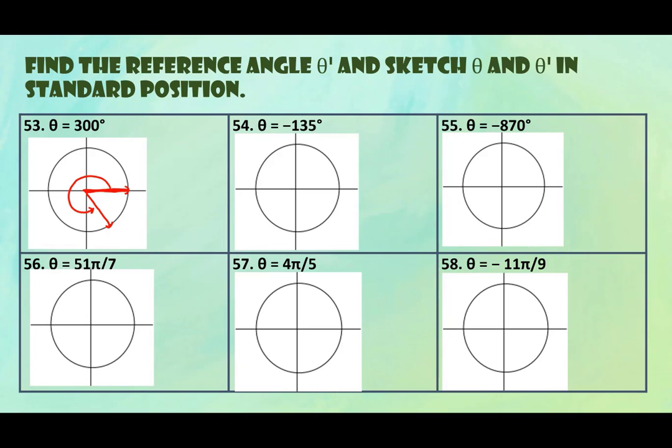Now what we're looking for is the reference angle, because this is our theta, which is 300 degrees, right? We're looking for theta prime, which is in here. So what we need to do is find this angle. And if you look, this whole thing is 360 degrees. So what we're going to do is 360 degrees minus 300. And our theta prime will be equal to 60 degrees. This angle here is 60 degrees, and that's our reference angle.